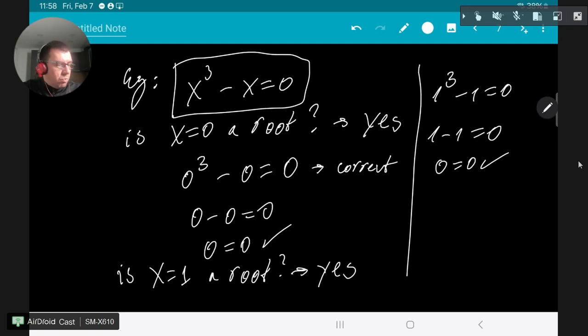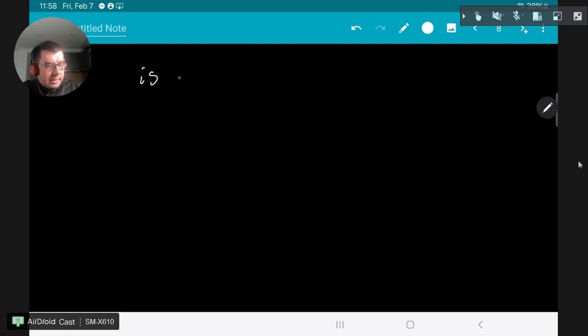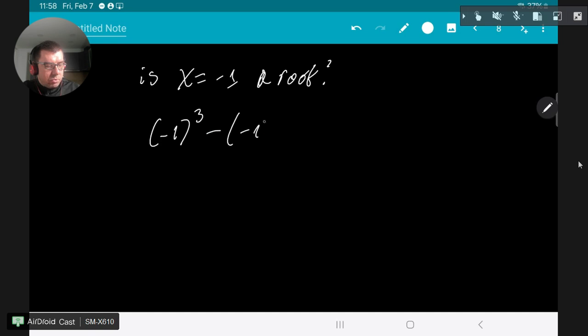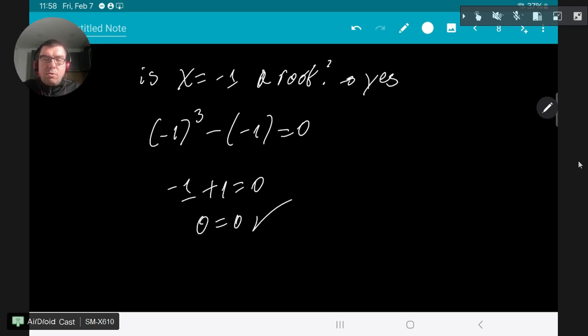What about minus 1? Is x equals minus 1 a root? Again, let's check it. Minus 1 to the power of 3 minus minus 1 equals 0. Minus 1 to the power of 3, you know from the previous lesson, when I have a negative base to an odd power, I get a negative result. So this is minus 1. And then minus times minus gives a plus. Plus 1 equals 0. 0 equals 0. Yes, so x equal minus 1 is also a root to this equation.